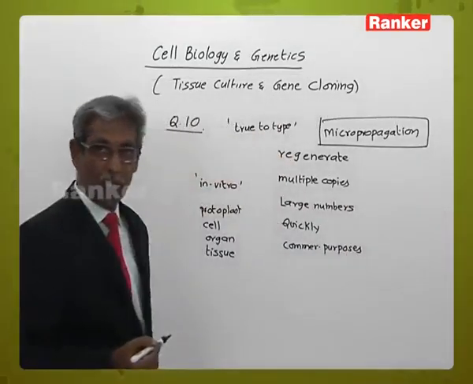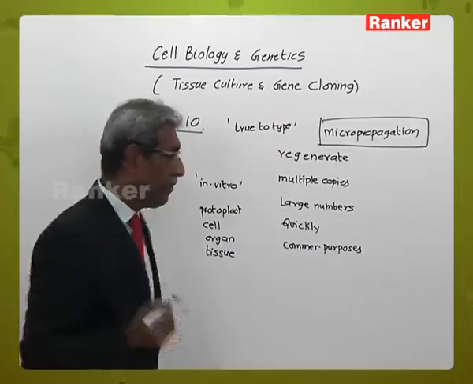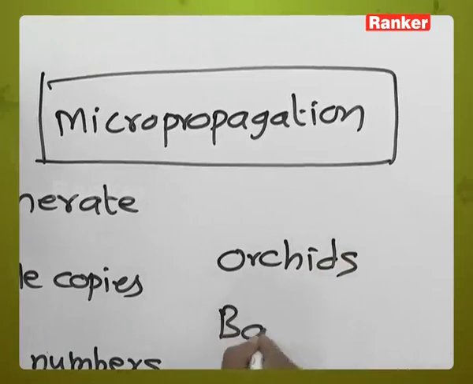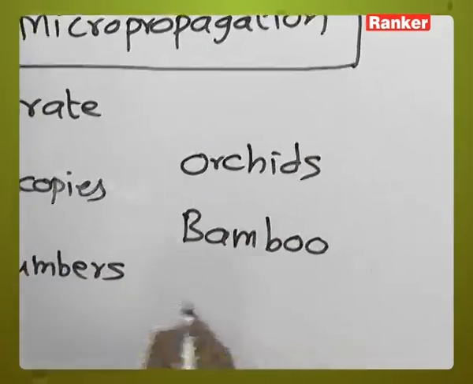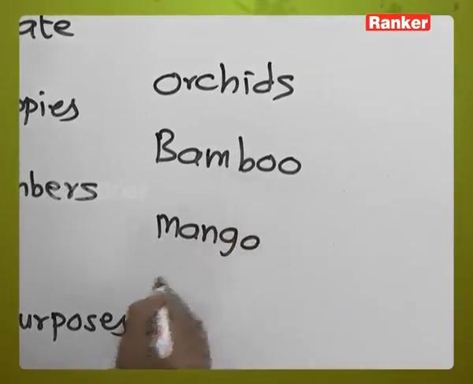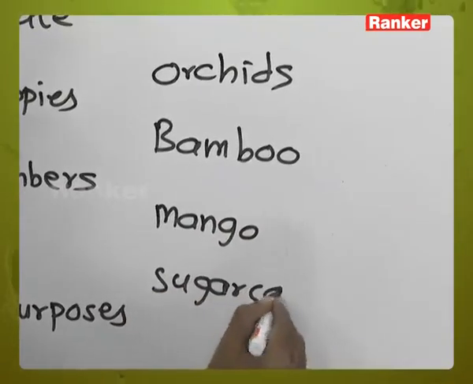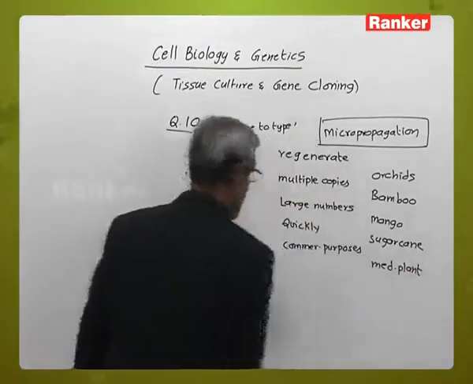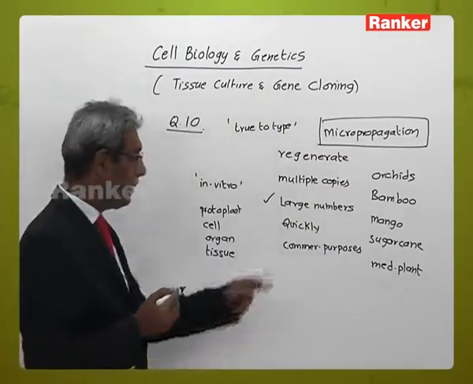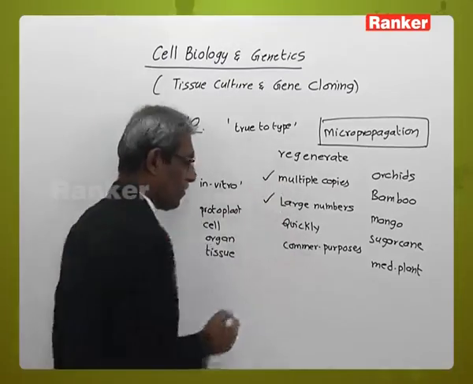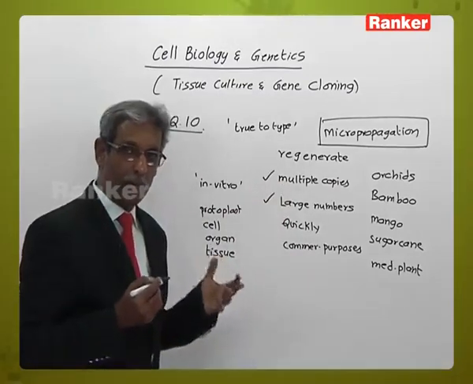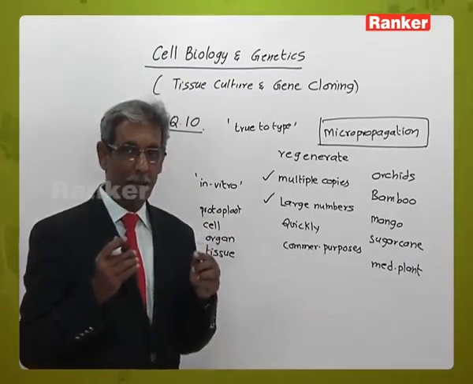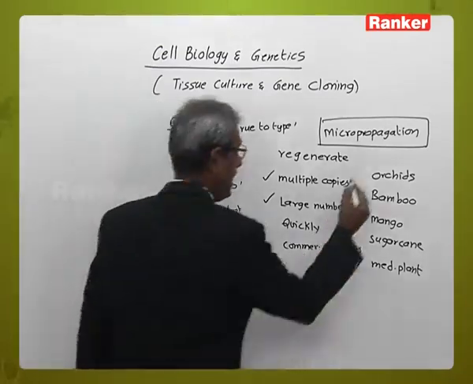Now why should you have micropropagation? Micropropagation is a method wherein you can grow orchids, bamboo, mango, sugarcane and any medicinal plant in large numbers. You can make multiple copies of them, and because they can be grown together, from one single cell by micropropagation, you can easily establish about some 100 plants which relate to teak.